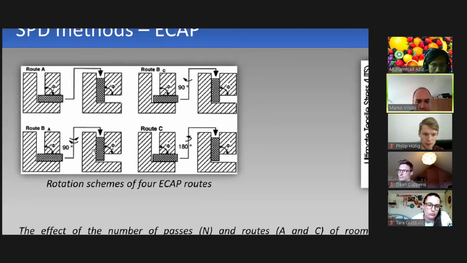Right, B, A, and C: you rotate for 180 degrees, you rotate for 90 degrees. In this case, once you rotate it 90 degrees one way, in the other case, you rotate it 90 degrees the other way. In route A, you just insert it again when position one is out, no rotation.